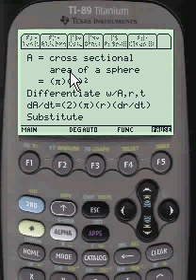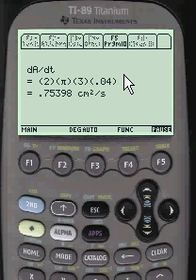The cross-sectional area is pi r squared. That's the area of the circle. We're going to differentiate that, which equals 2 pi r dr/dt with regard to radius and time. So for the answer, we enter what we found. Here's 3 for the radius, and here's 0.04 for the dr/dt. And we come up with 0.75398 square centimeters per second.